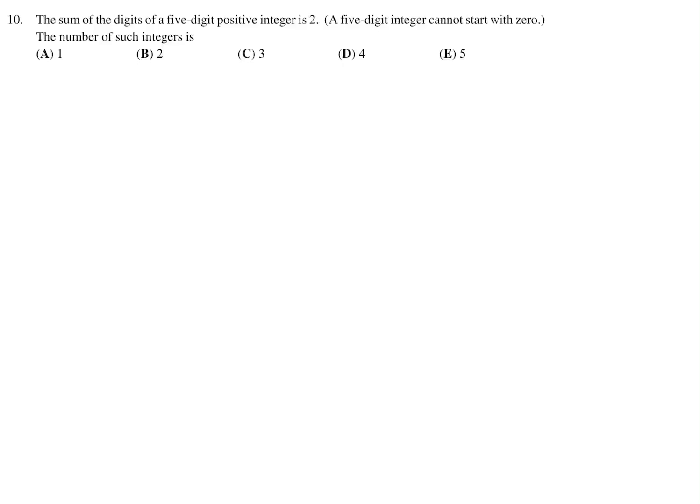The sum of the digits of a 5-digit positive integer is 2. A 5-digit integer cannot start with 0. The number of such integers is. All right, so we've got a 5-digit integer, and they're saying that the 5-digit integer cannot start with 0. Well, that makes sense, right? Because if you had 0 as the first number, and then you added some other numbers, it's no longer a 5-digit number. It's a 4-digit number. So this makes sense.